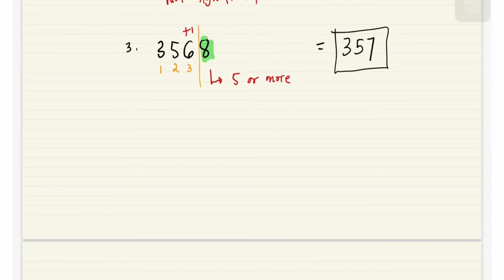Next, now that we know how to round off numbers, we go for how we are going to use significant figures in calculating. All right, rules I have here.